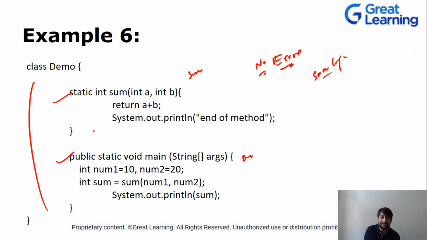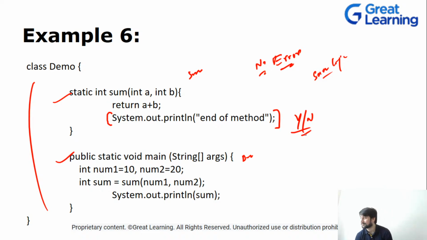So now, can this statement be ever reached? Yes or no? Nothing will be executed after return. Okay, but is that an error, Kishan? What is the error that you will be getting? Can this statement, that is this SOP at the end of the method, ever be executed? Will we reach this statement ever? Just write Y or N. No, correct? So this is the error.